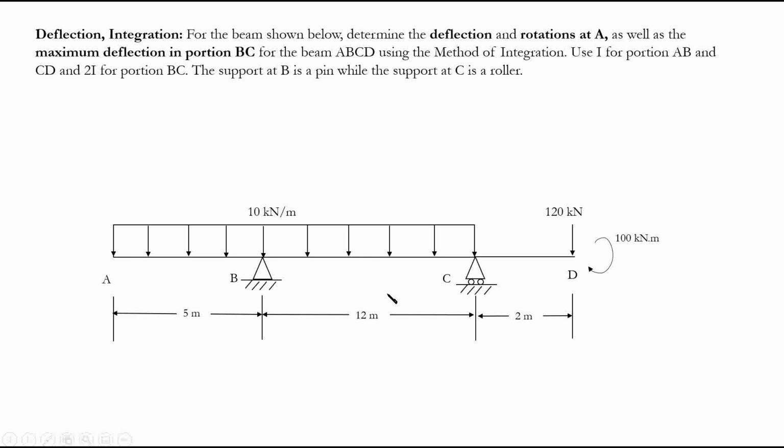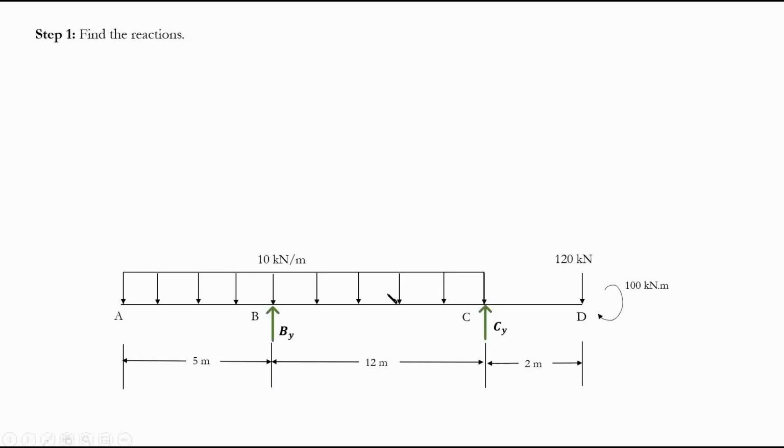Okay, let's start with our process to solve the problem. The first step always in the method of integration is to find the reactions. Why? Because from our curvature equations, which we're going to talk about later, we need our general moment equation for each portion, for example portion AB, portion BC, and portion CD. But when we cut a section, we need the force here, right? What's the value of this force? That's why we have to start by finding the reactions.